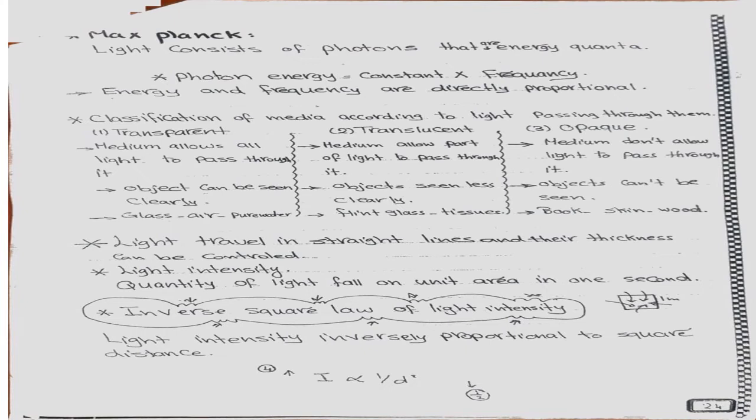What's meant by translucent? The other name for translucent is semi-transparent. It is a medium which allows only some light to pass through it, and the object behind it is seen less clearly.